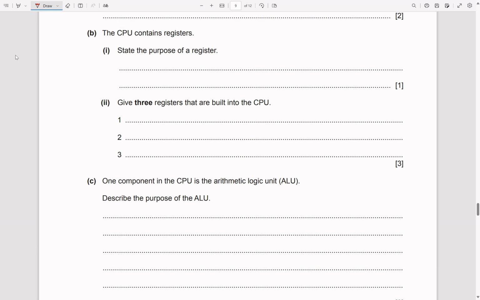Right, the CPU contains registers. State the purpose of a register. Think of the program counter, the accumulator, the MAR, MDR, CIR, the status registers. So registers are small, temporary, fast access memory inside the CPU. Fast access is the main one.